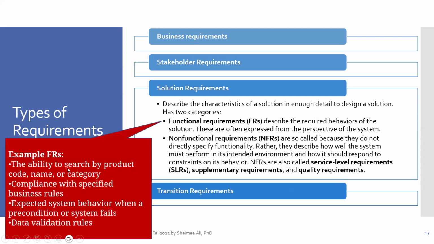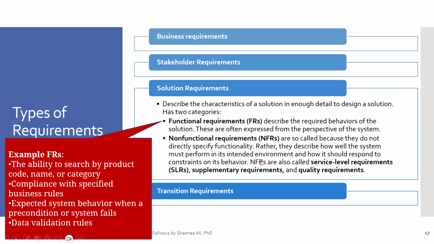Examples of functional requirements are the ability to search products, or compliance with the specified business rules. This is something that we will be developing, programming on the system eventually. So, certain behavior or data validation rules.